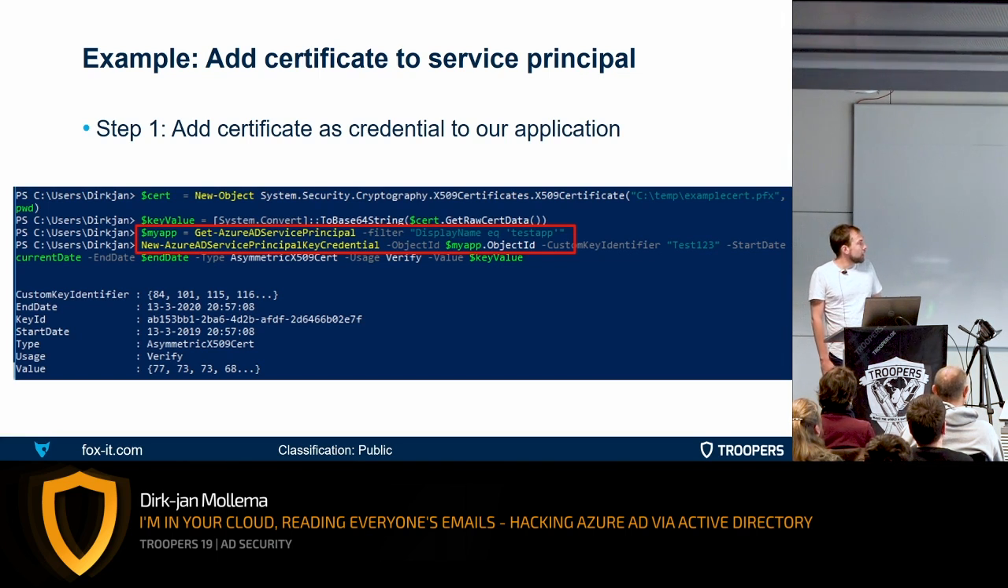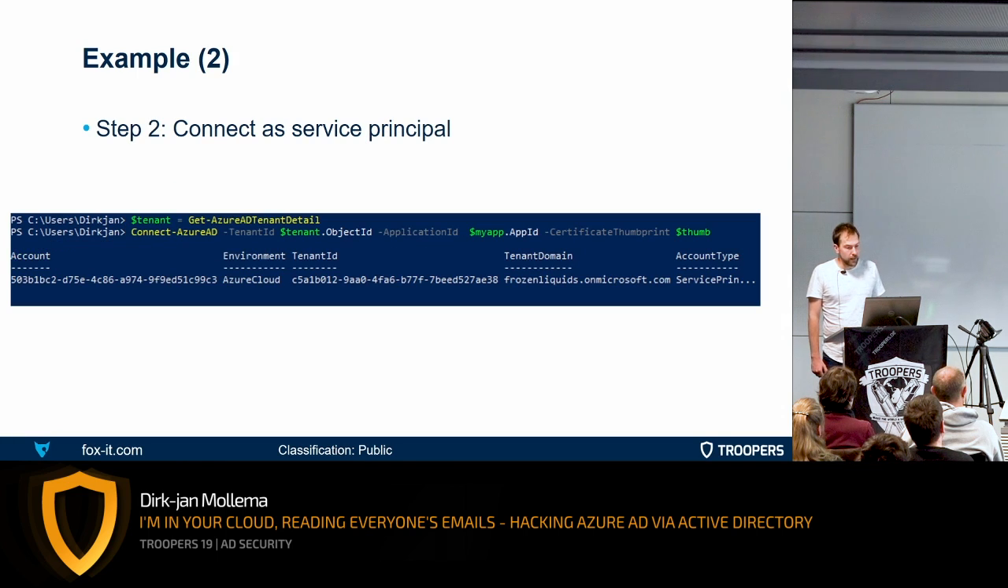So here we just use PowerShell to create a new certificate. We query for the service principal, which has the name test app, and then we assign a new credential to the application. Then we can log in with that certificate, being that application, and it says, okay, welcome.